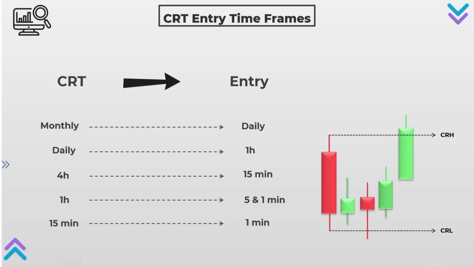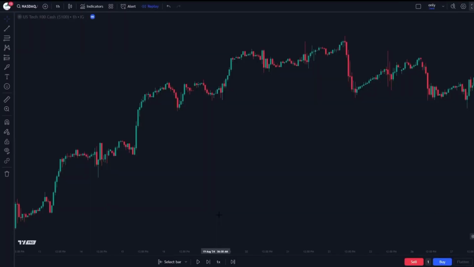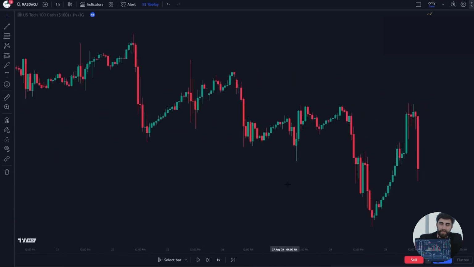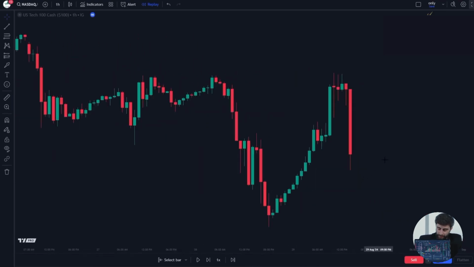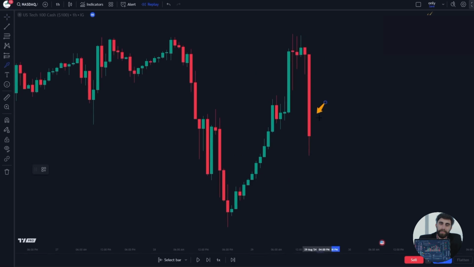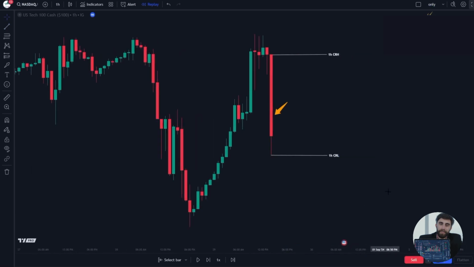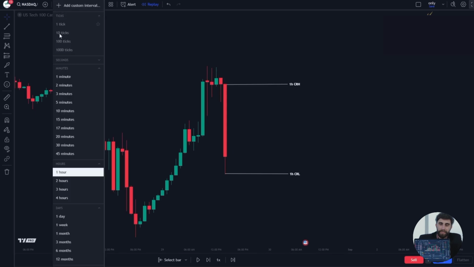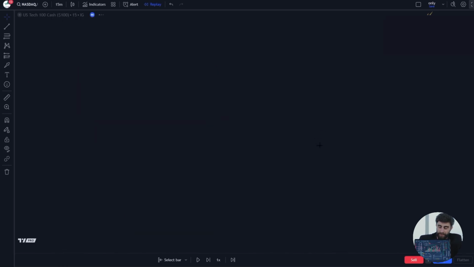Now, let's see how to use the CRT model to our advantage and execute trades based on it. Here, we have the Nasdaq 1-hour time frame on the screen. As you can see, the price has created a large bearish candle at 2 p.m., a key time. So, I'm going to highlight its high and low as the potential CRT range candle, high and low. Next, I'll zoom into the 15-minute time frame and wait for the 3 p.m. candle to form.